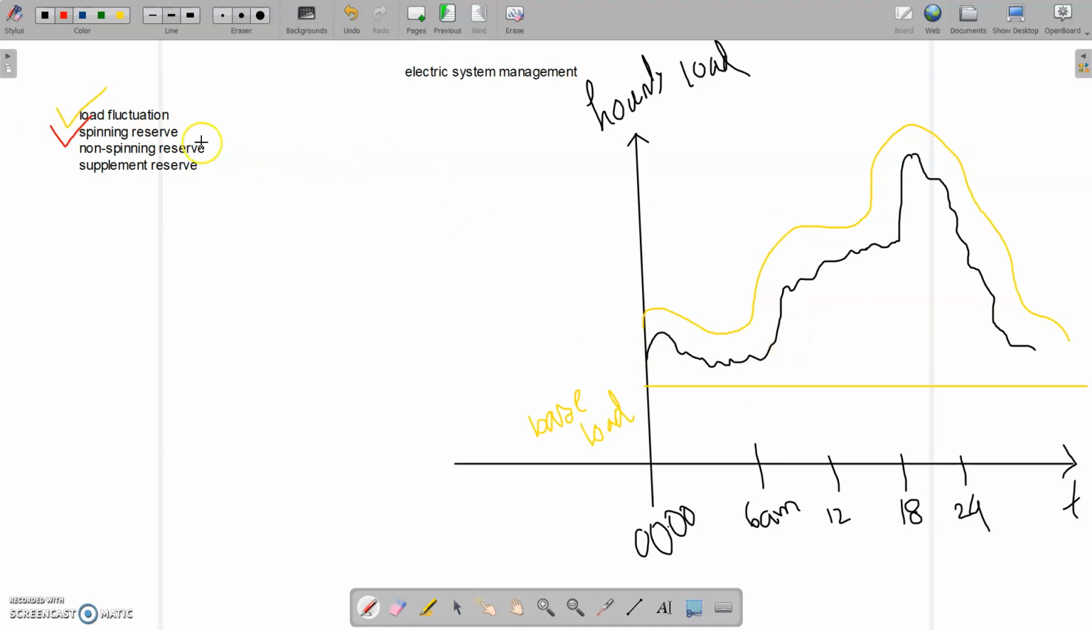These reserve generators are not connected to the grid, but they are on. If needed, they can be connected to the grid. Now the non-spinning reserves require almost 10 minutes to connect. They are not turned on, but they can be made operational, though that requires some time to turn on. These are called non-spinning reserve. And the supplemental reserve is for extremely rare cases.